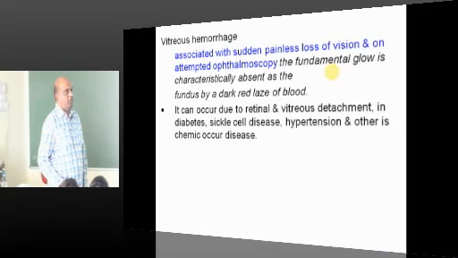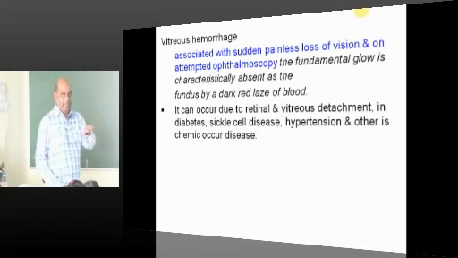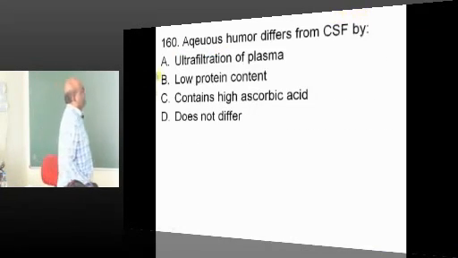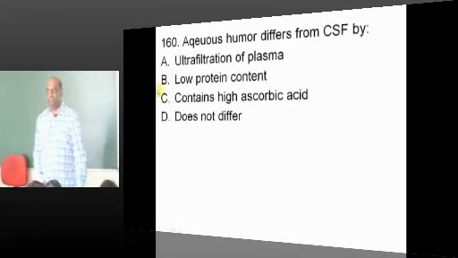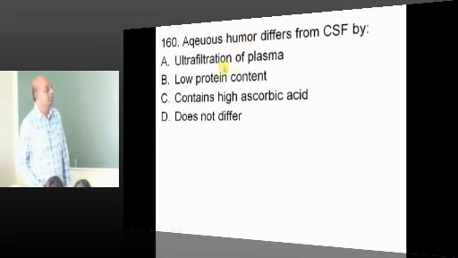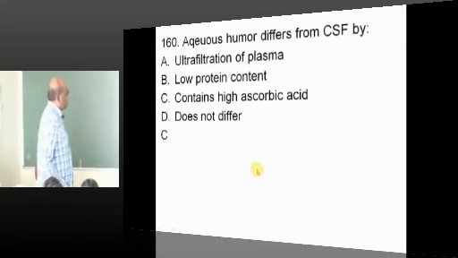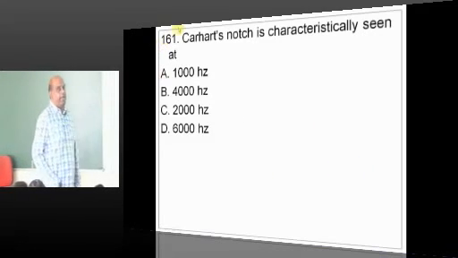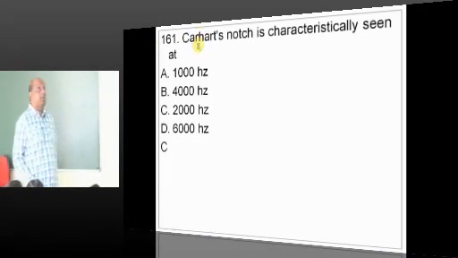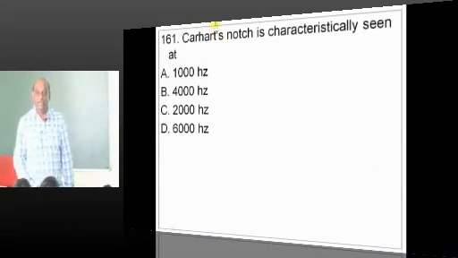Secondary optic atrophy due to any raised intraocular tension, painful or painless? Okay, anyway, there is a list, doctor. Painful, painless, look at that a little. Aqueous humor versus CSF. High ascorbic acid. Catch notch? 2 or 4? 2, sir.